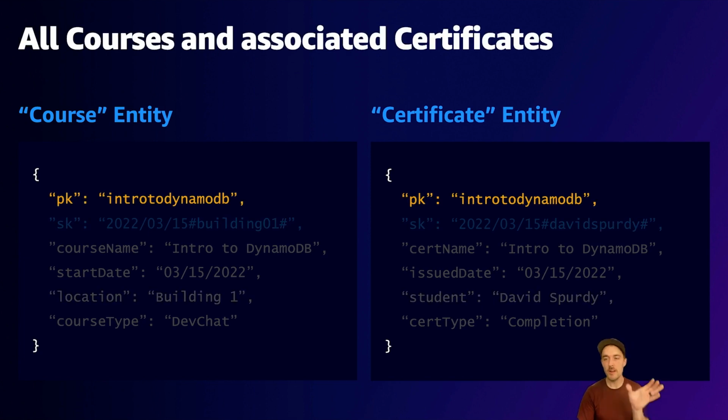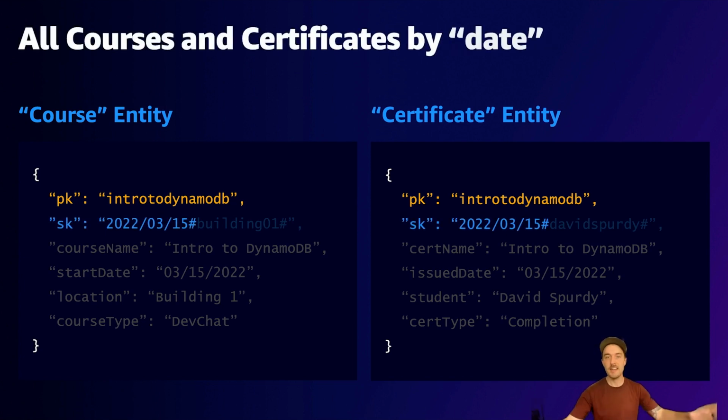When it comes to the queries that we can perform, we could say get all courses and associated certificates by the PK. Because they share the same partition key, we can provide just the partition key in a query: PK equals Intro to DynamoDB. And we're going to get back all courses and associated certificates. Furthermore, we can make another query that has the PK and then the partial date, either some of it or in this case, all of it. So that would be all courses and certificates by date.